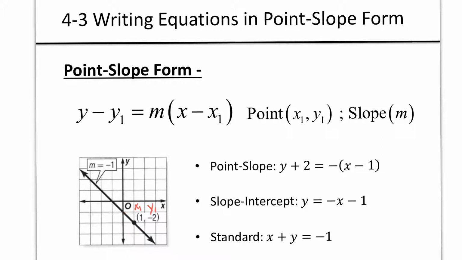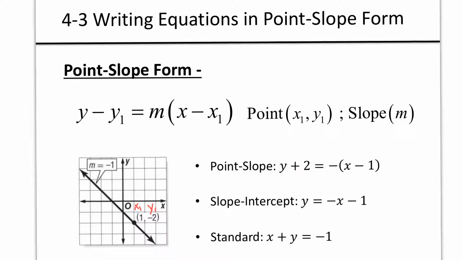Now this, right here, has a slope of negative 1, and the y-intercept is negative 1. And I know that because this equation came from the slope-intercept form. So if this slope-intercept form has a slope of negative 1 and the y-intercept of negative 1, this will be the same thing. So these three forms, point slope form, slope-intercept form, and standard form, represent the same graph.